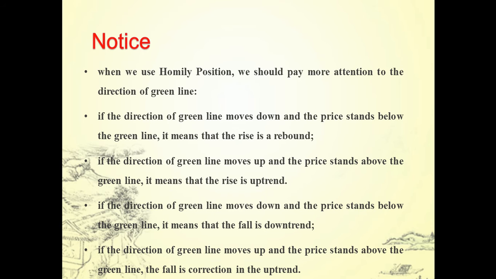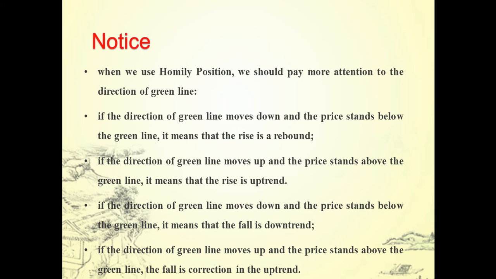So we see here, if you see the green line up, the price above the green line means this is the uptrend. You no need to sell. If you see the price is in the uptrend, you'd better consider buy point and hold signal. So the next one, if the direction of the green line goes down and the price stands below the green line, it means the fall is downtrend. So we can see here, if you see the green line is down and the price is below the green line, so this is the downtrend, okay?